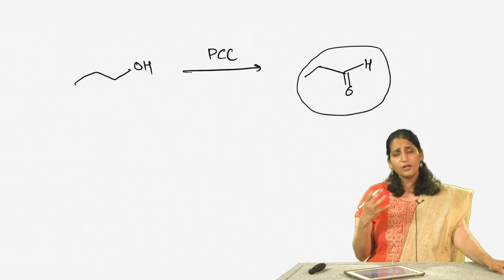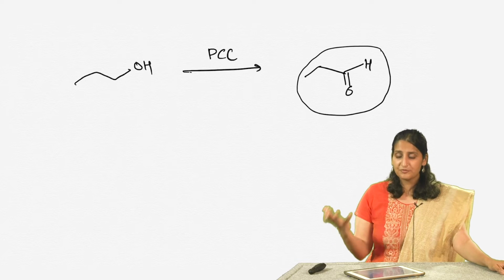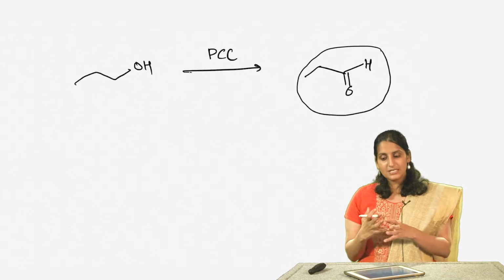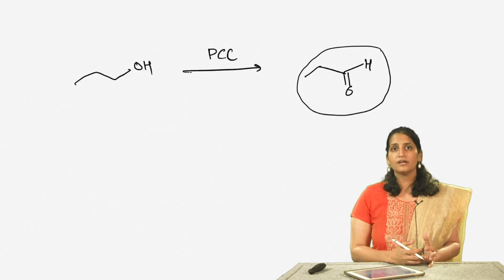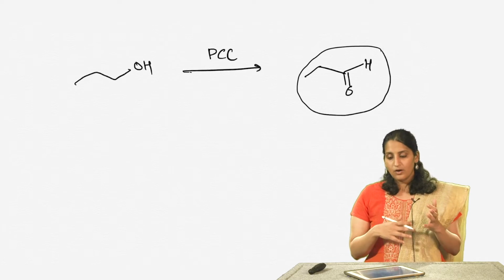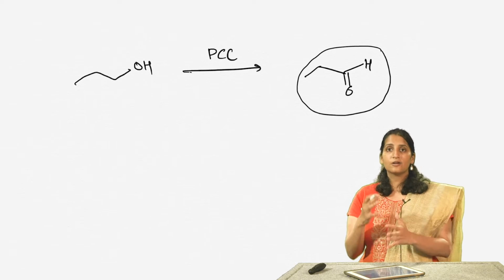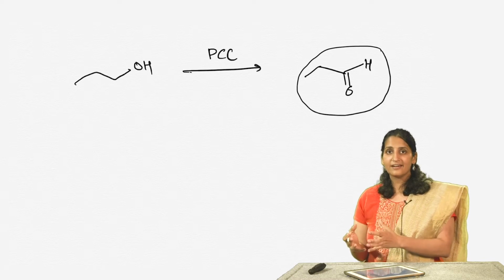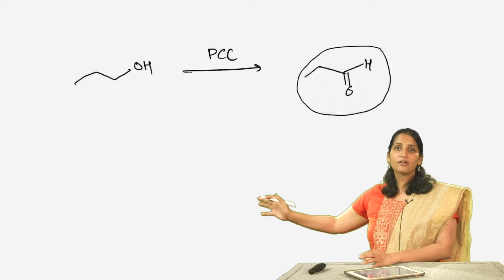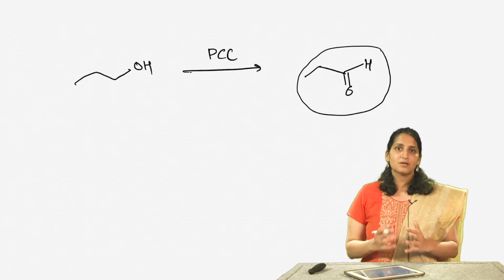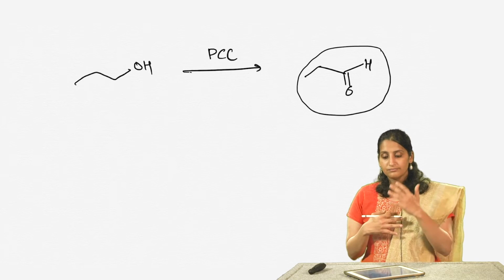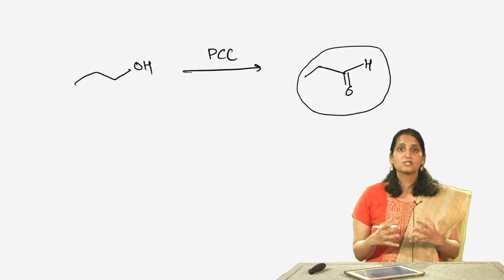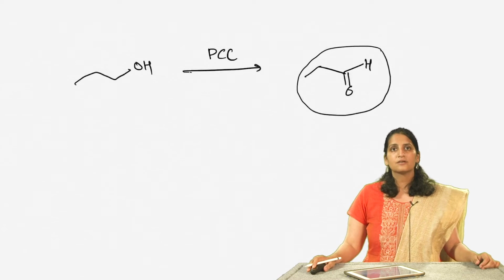Now, PCC does not oxidize aldehydes further. That is because PCC is not used in water, but in an organic solvent like dichloromethane. Without water, this aldehyde cannot form a hydrate, and that hydrate is responsible for the formation of carboxylic acid. But since you are not in water, you cannot form hydrate, and you can isolate the product that stops at the aldehyde stage. So, that was about alcohols.